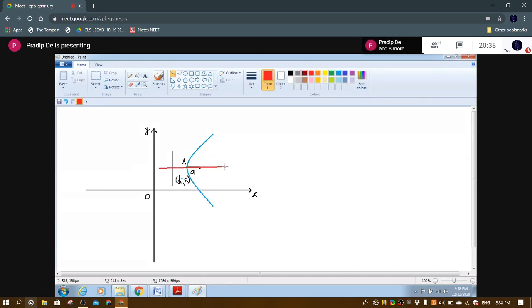This is our new x-axis. That is a line along the axis of the parabola. That is a new x-axis. So this is the vertex. Through the vertex, I take another line.